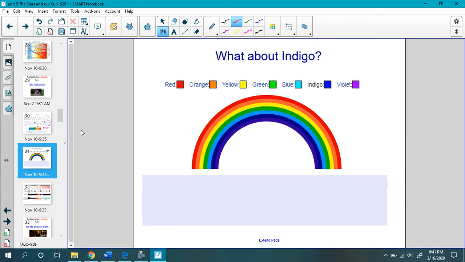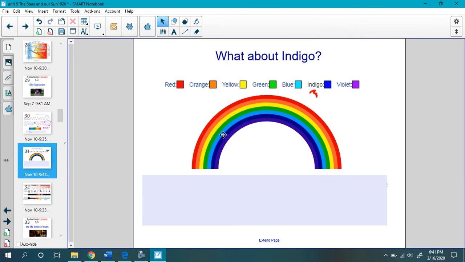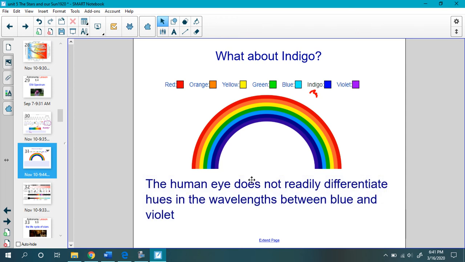Okay, so back to I. So I, what is that? That represents indigo. You're like, yeah, I totally knew that. I'm not 5. And I was like, oh, okay, cool. What you may not know is that the human eye really can't differentiate between blue and violet. So that indigo, you can't really see it too well in between there.